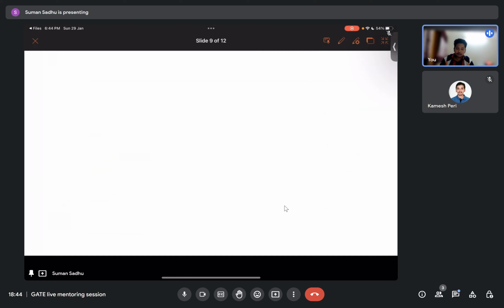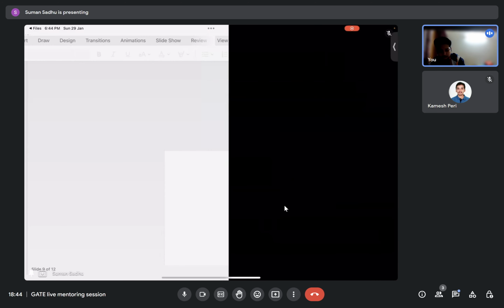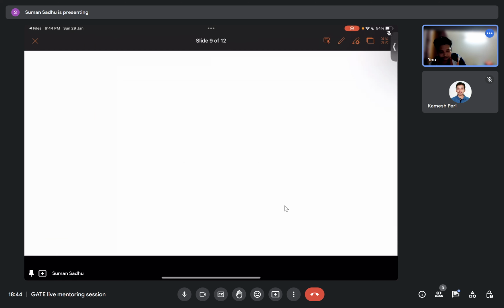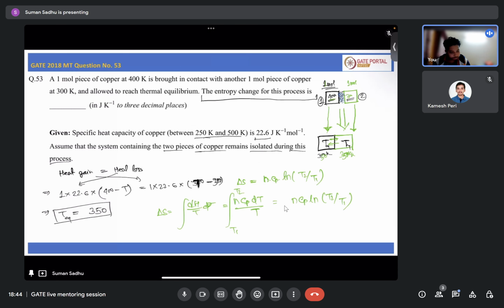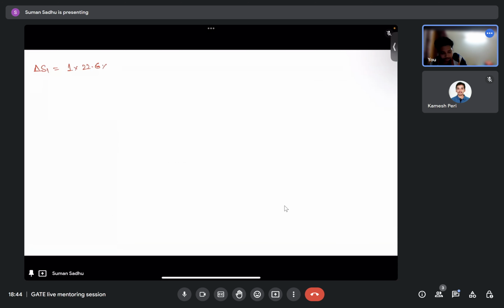Now one block is going from temperature 400 to 350. So for block 1, delta S1 you can write as n is 1 mole, Cp is 22.6, into ln of T2 by T1. T2 for this block is 350 and T1 is 400. Delta S2 is for block 2. That case also is 1 mole, Cp is 22.6 into ln of T2 by T1, where T2 is 350 and T1 is 300.